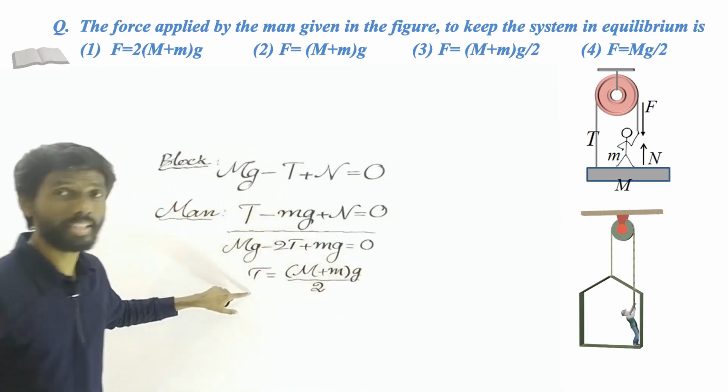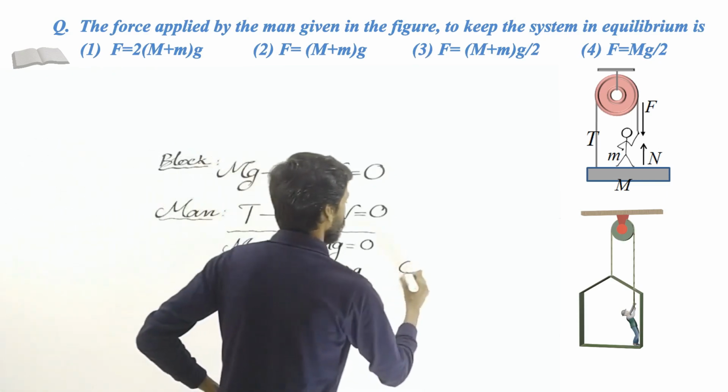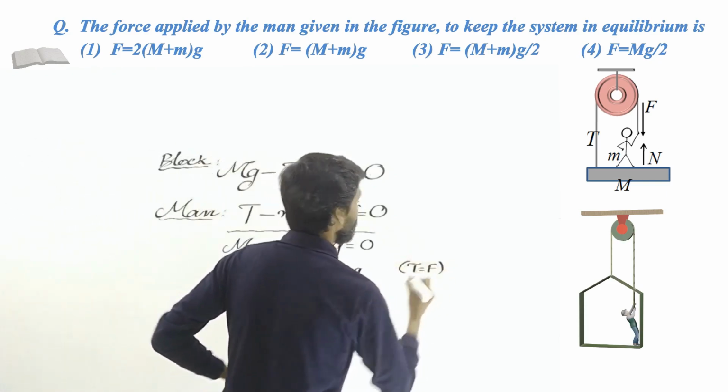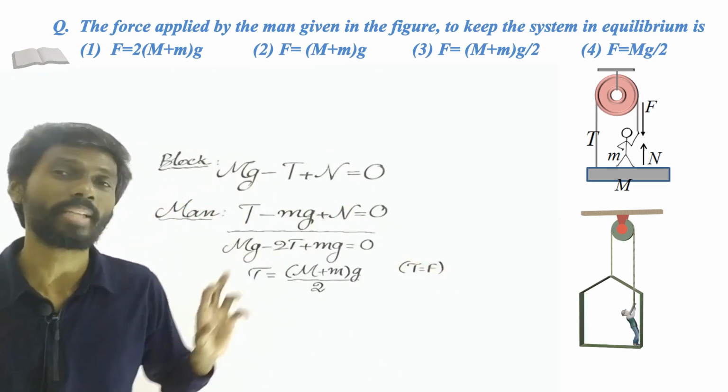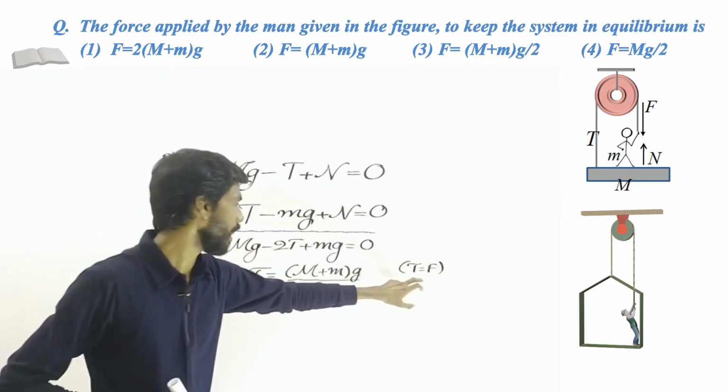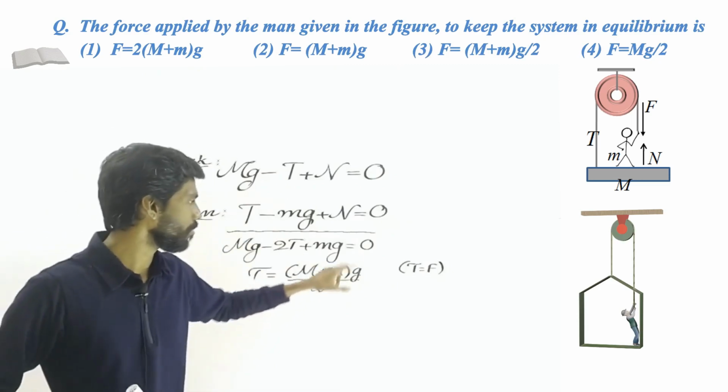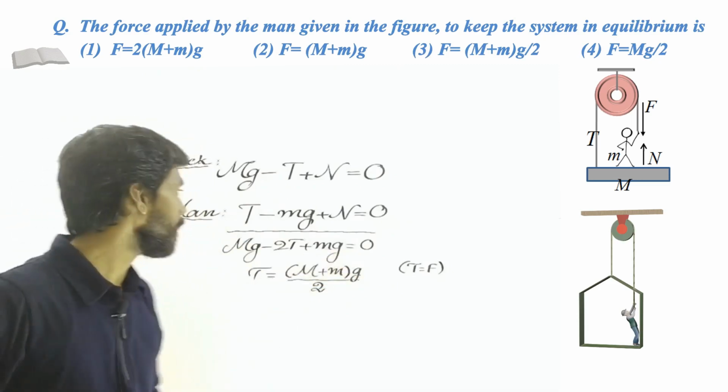So that is the tension, but the tension is the same as the force only, right? Because the tension is created on the string because of the force applied by the person only, so same. So T or F, both are equal to (m plus m) times g divided by 2. So that is the answer.